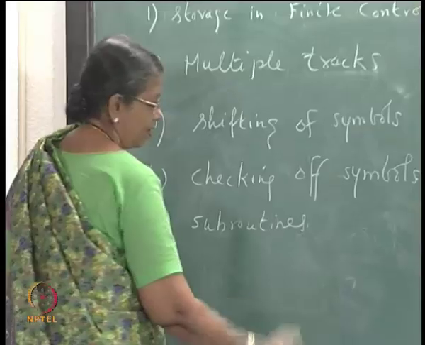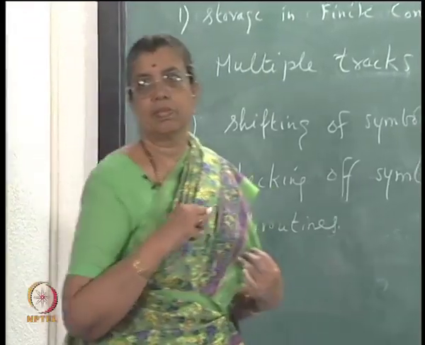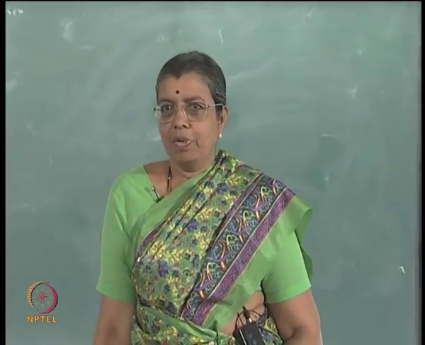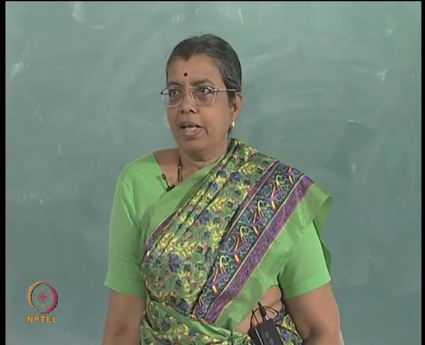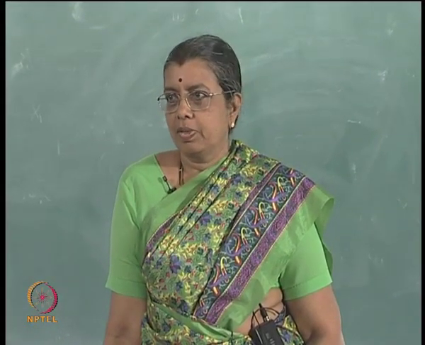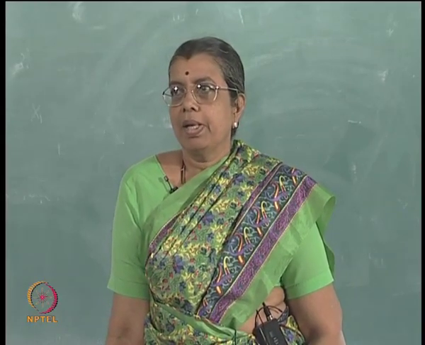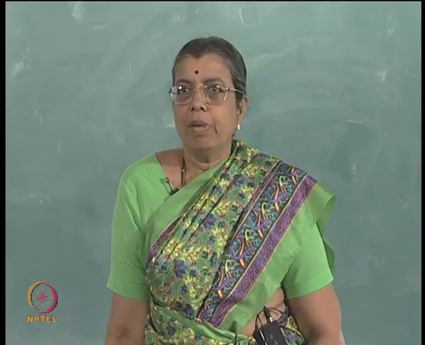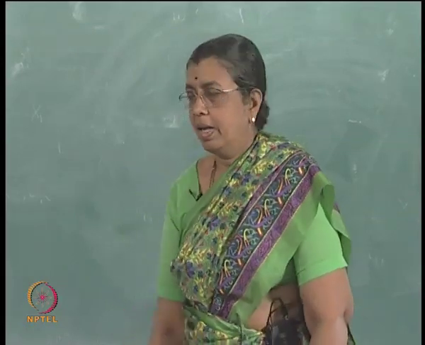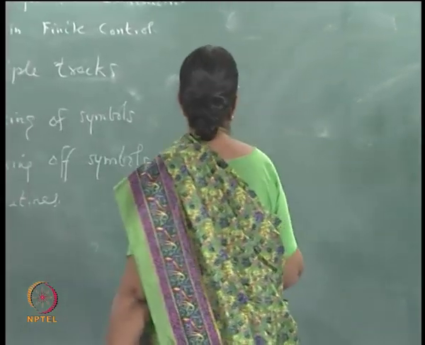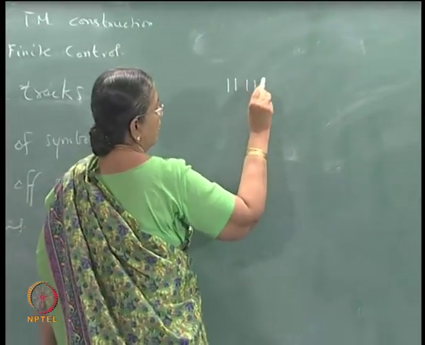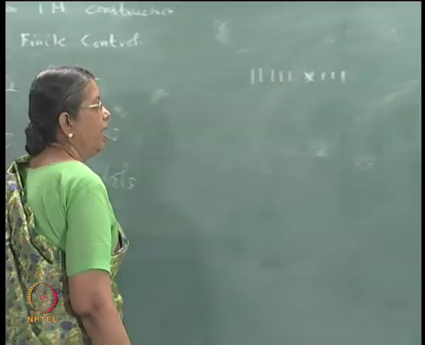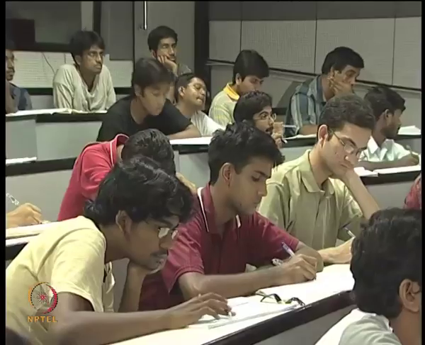Subroutines. This is a technique which you usually do in programming. The same technique you can follow for Turing machines also. One Turing machine can be considered as a subroutine for another Turing machine. For example, if you want to multiply 2 numbers m and n given in unary, m into n, 5 into 3 to end up with 15.